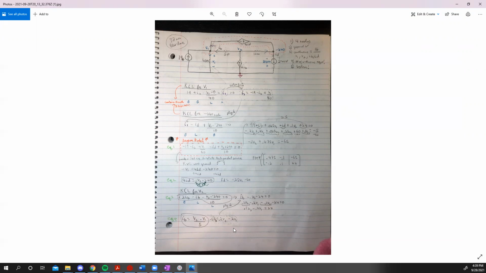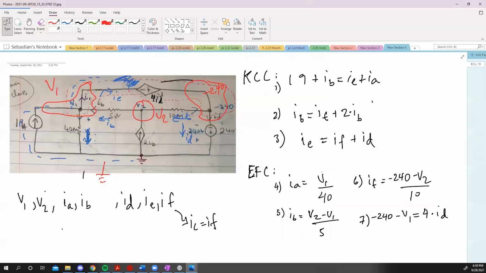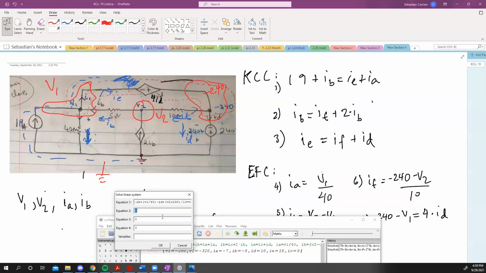From there, I'm trying to learn how to solve these problems. So I plugged IB into where I have IB in my supernode and in equation 3, which is what you see to the right. It's going to get messy, but that's the way I saw on the YouTube video. I convert all the fractions into decimals because it's easier that way, sort of. Let's see, I'm going to plug this into the calculator.